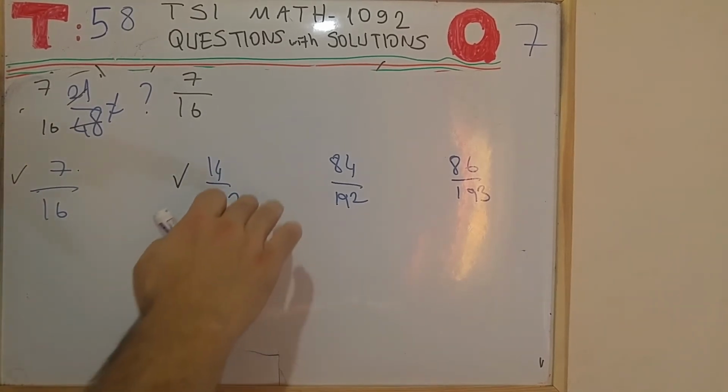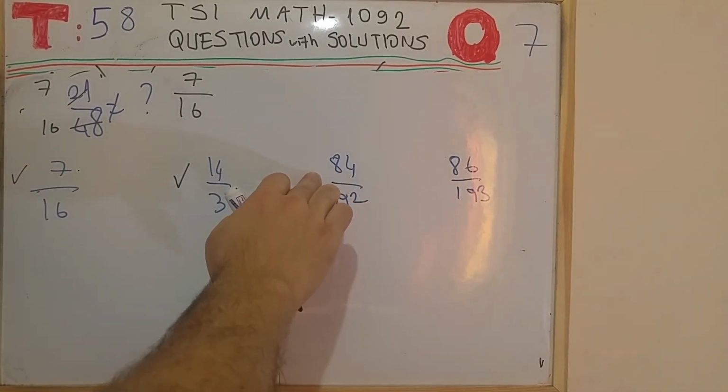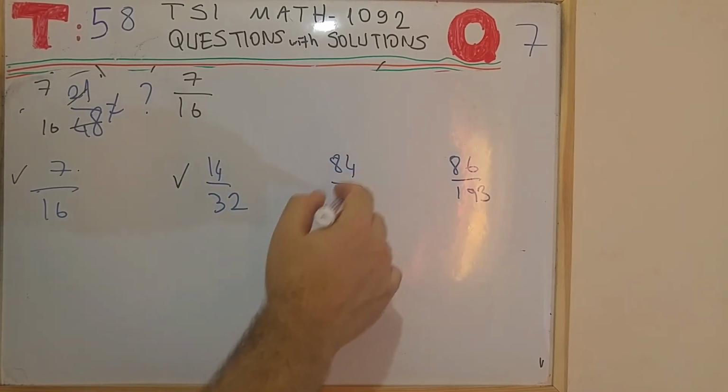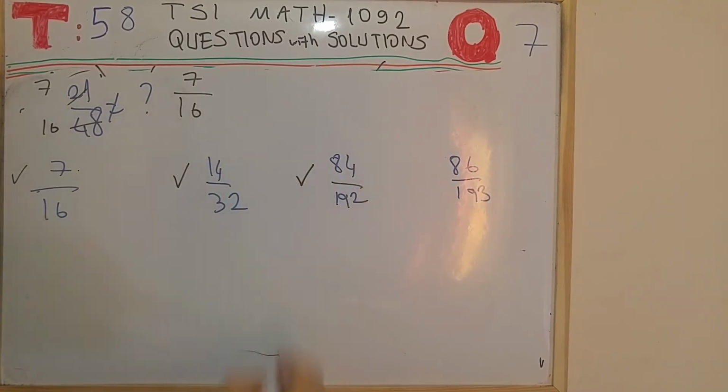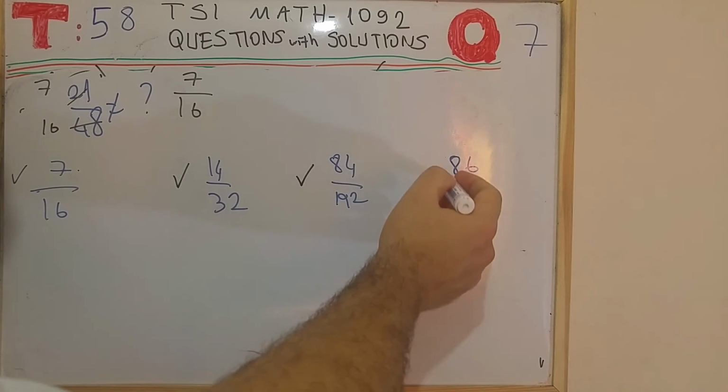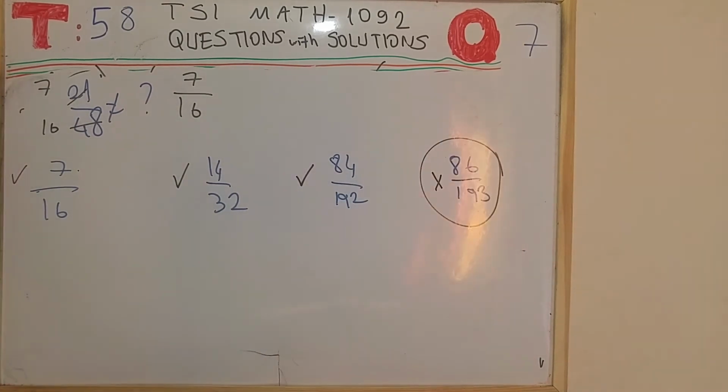And if I multiply this by 7, what I would have is 84 over 192. So this is also true. But I can never reach this value. So my right answer is D.